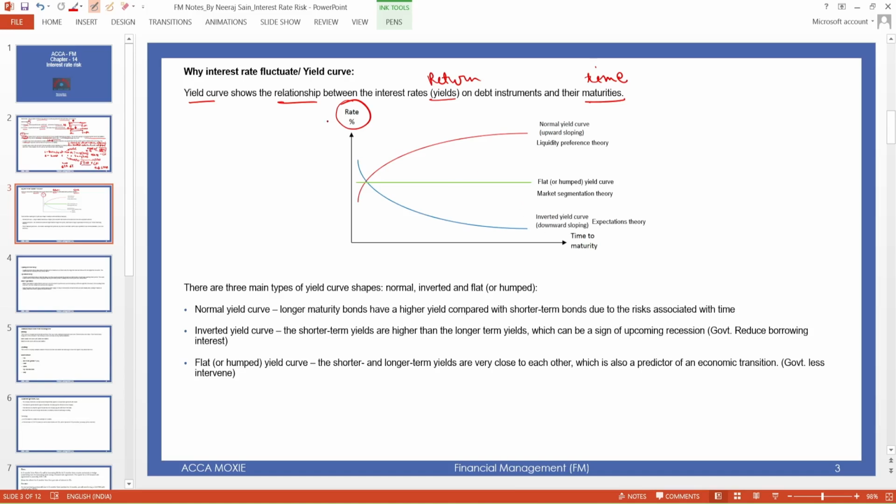Okay, let's do this. This is the yield to the investor, or for us this is the borrowing rate, and the timing of the maturity of the borrowing. Let's understand this. There are three main types of yield curve: the normal, flat, and inverted. Let's understand the normal yield curve.